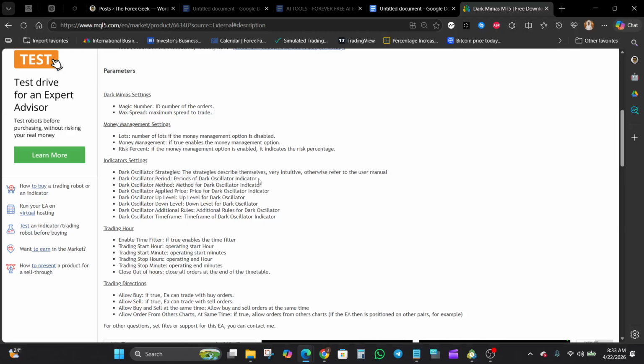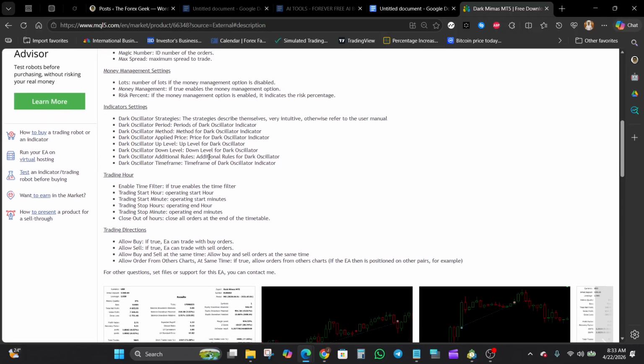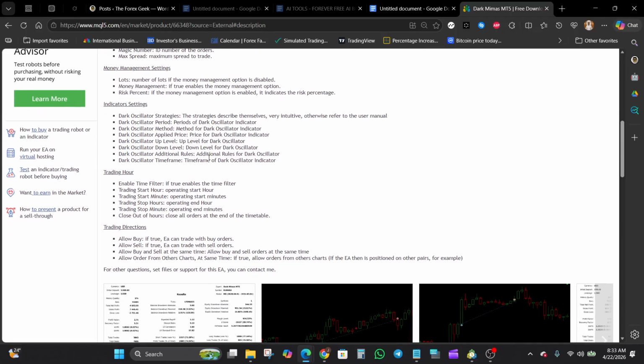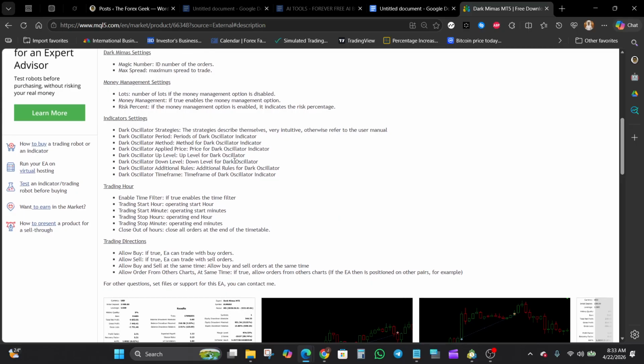There's also a spread filter and a time filter, which are very important for scalping. The spread filter helps avoid trading during poor liquidity conditions, while the time filter allows you to restrict trading to specific sessions. The benefit here is better trade quality, but the trade-off is fewer opportunities.